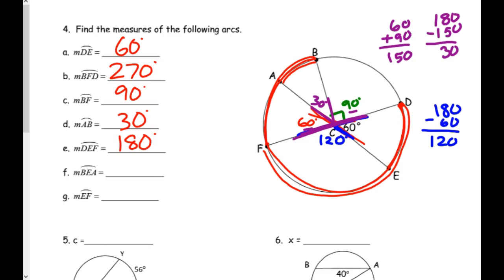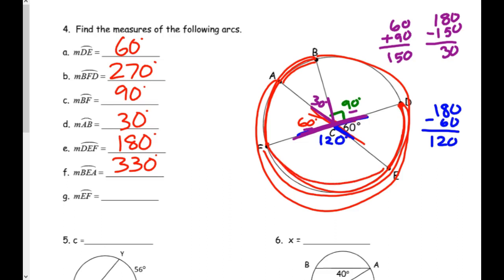BEA, this is a major arc because I'm going from B to E and then all the way to A. Okay, so I'm adding 90 plus 60 plus 120 plus 60. Add all that up and I get 330 degrees. Then EF, from E to F is 120 on the central angle.